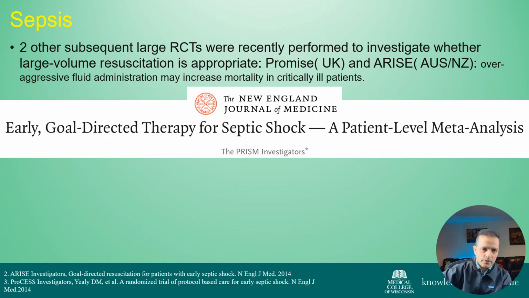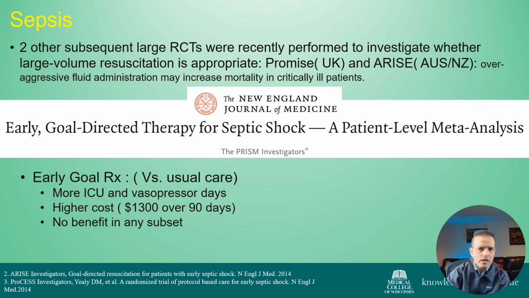As you know, when you do multiple randomized control trials on the same question, people do a meta-analysis. So they did a meta-analysis, the PRISM investigators, and what they found was that early goal-directed treatment versus usual care resulted in more ICU days, more vasopressor days, higher cost, and no benefit at any step.